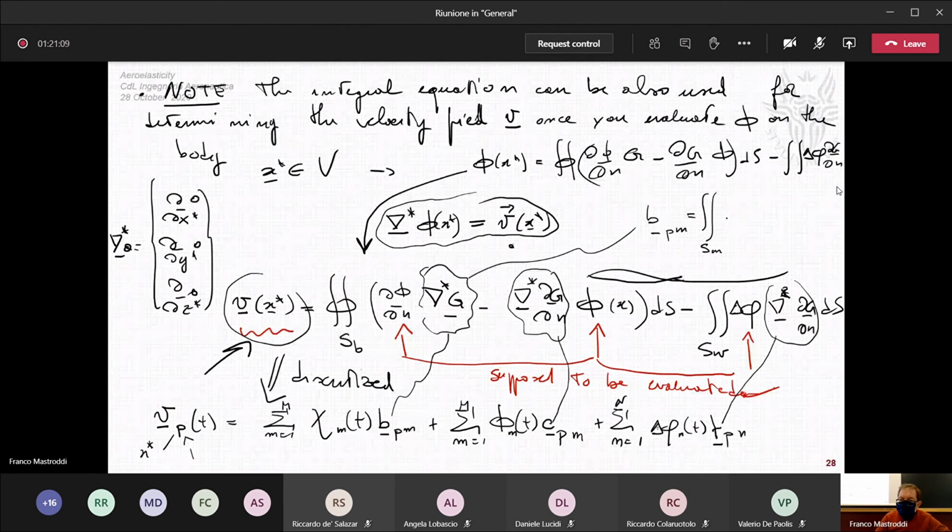The gradient of G is a vector having this derivative with respect to x of G, derivative with respect to y of G, and derivative with respect to zeta of G. And you have to evaluate this quantity at x equal to xp, and you have to integrate in ds of function of x. And you have a matrix of coefficient.